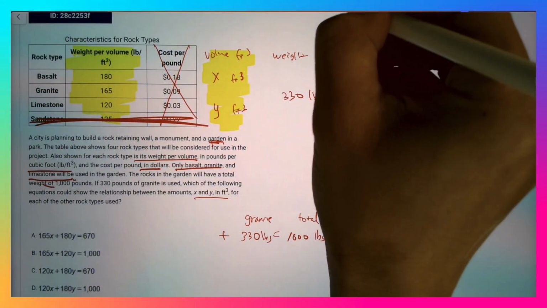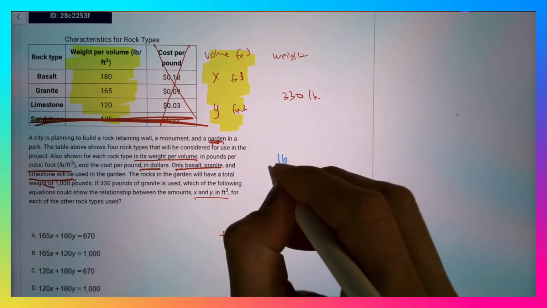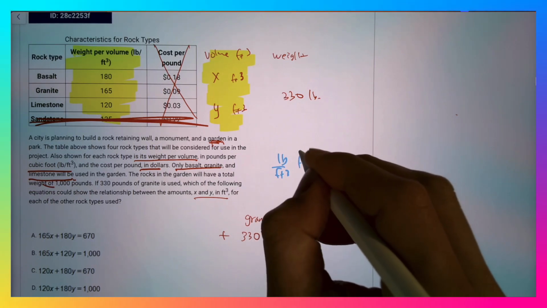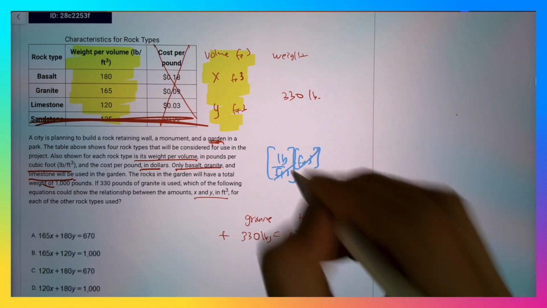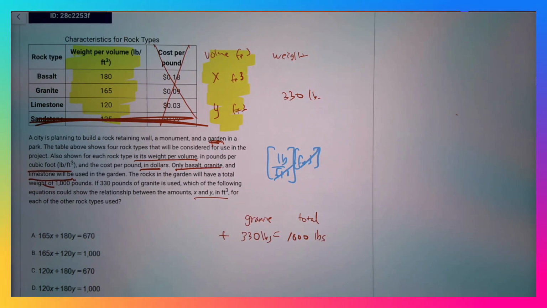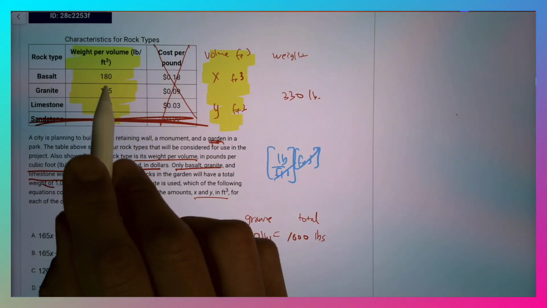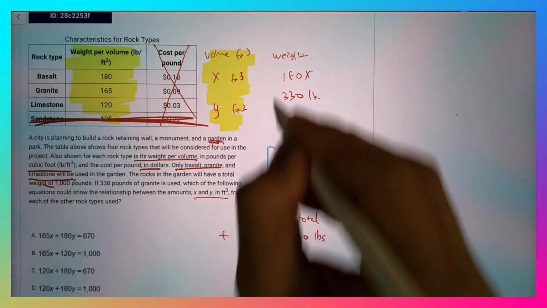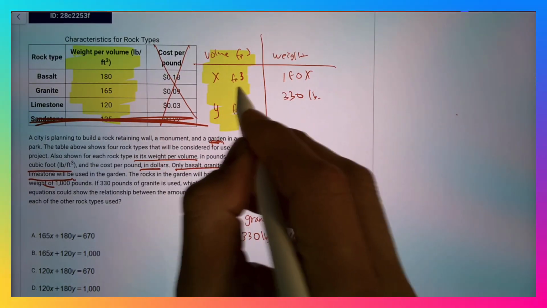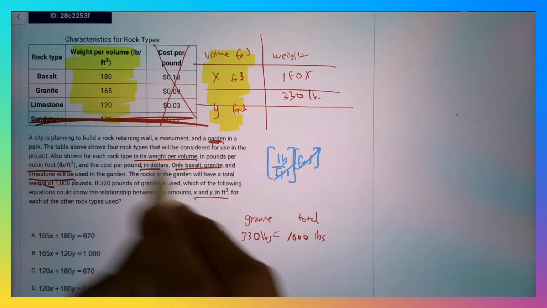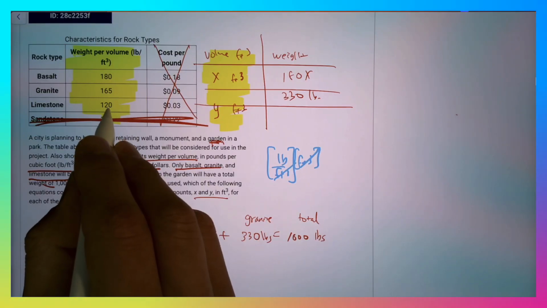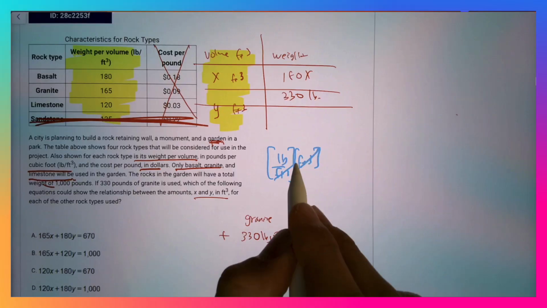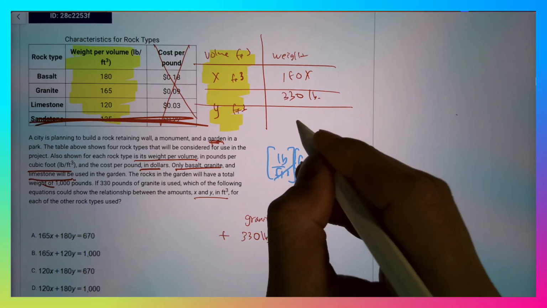So think about the units. When you have pounds per cubic foot and you multiply with the volume in cubic feet, you can see how the cubic feet cancel and give you the weight. So all you need to do is multiply these two together to get the weight, which becomes 180x. And if you multiply 120 pounds per cubic foot with the y cubic feet, the cubic feet cancel, and we get 120y.